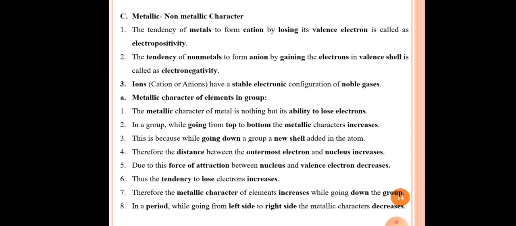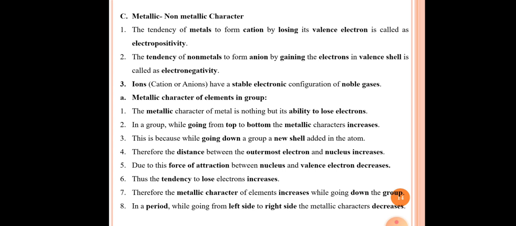The fifth point here is, due to this, the force of attraction between the nucleus and the valence electron decreases. That's why the force of attraction between the nucleus and the outermost electron decreases. The sixth point is, thus the tendency to lose electrons increases. Because of less force of attraction between the nucleus and the outermost electron, the outermost electrons are easily lost. That's why the metallic character goes on increasing from top to bottom within the group. The seventh point is, therefore the metallic character of the element increases while going down the group.